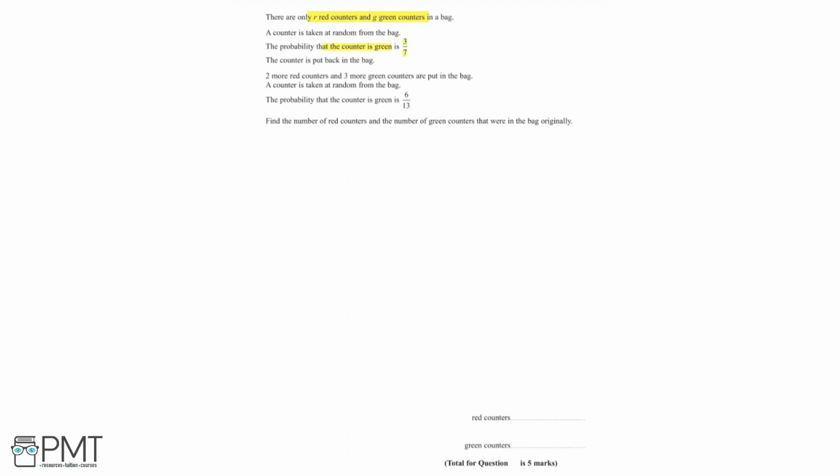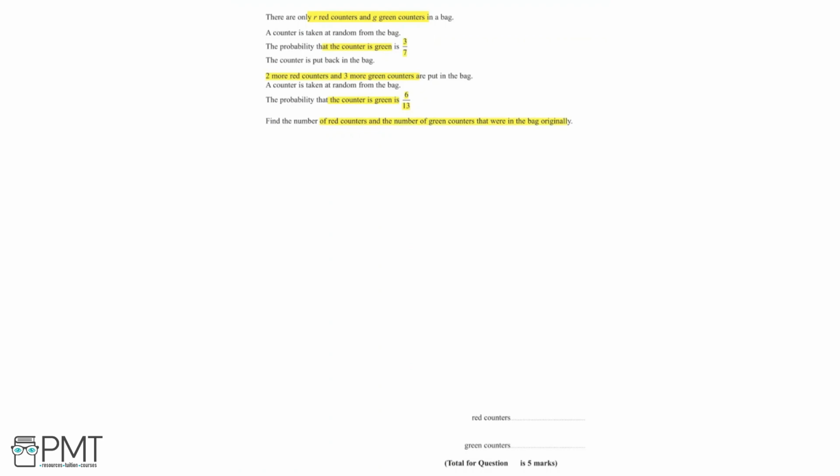We're then told that 2 more red counters and 3 more green counters are put in the bag, and a counter is taken at random from the bag again. Now the probability that the counter is green this time is 6/13. And we need to find the number of red counters and the number of green counters in the bag originally.